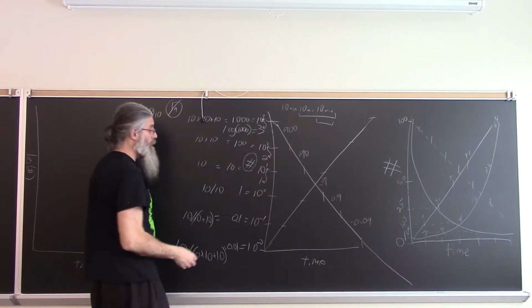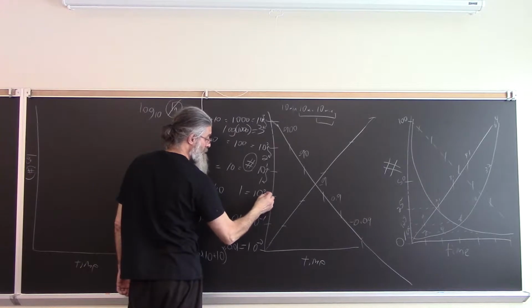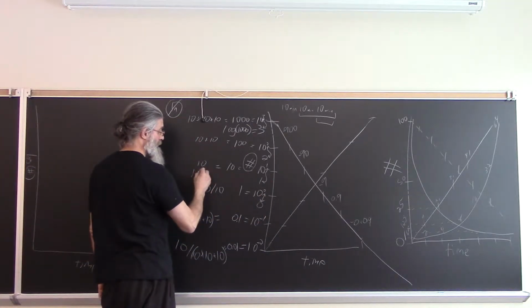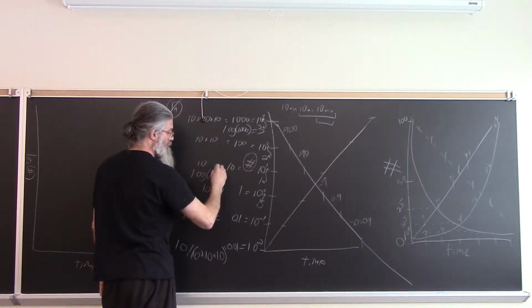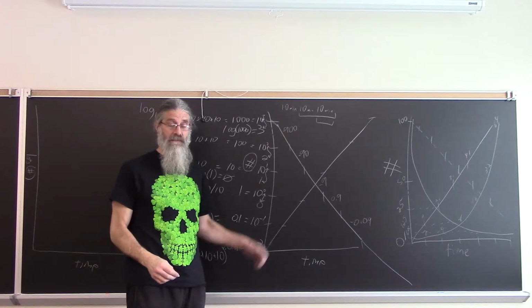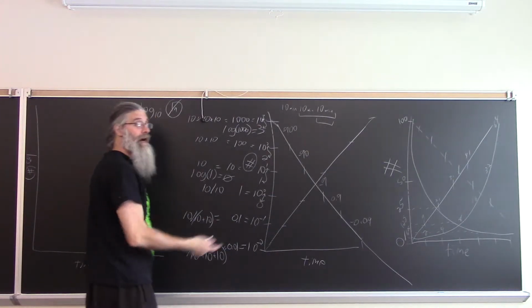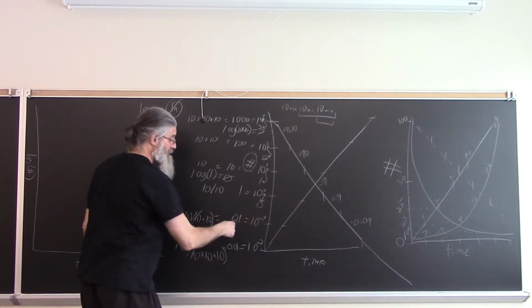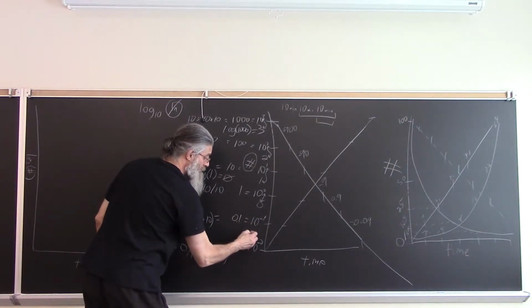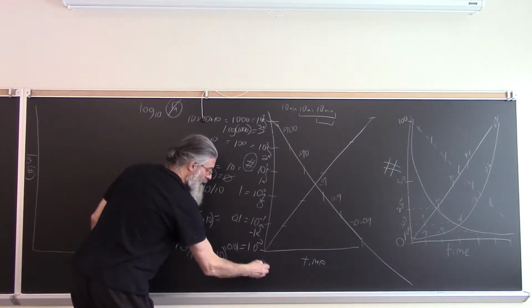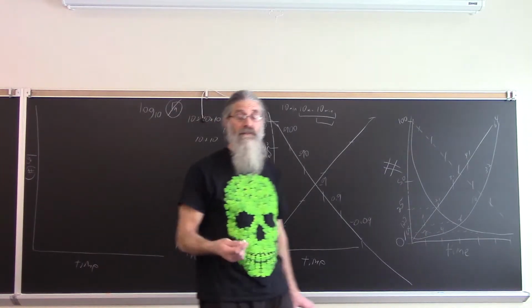10 to the 0, that's 1, the log is 0. So what that means is that log of 1 is equal to 0. It doesn't mean that we have a 0 on this axis. It means that the log is equal to 0, and that's a different thing. Here, log of 10 to the minus 1, log of 0.1 is equal to minus 1. And here, minus 2 is the log base 10.